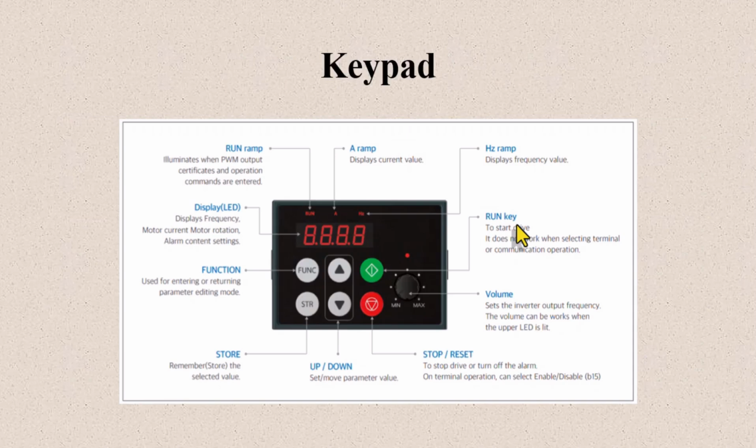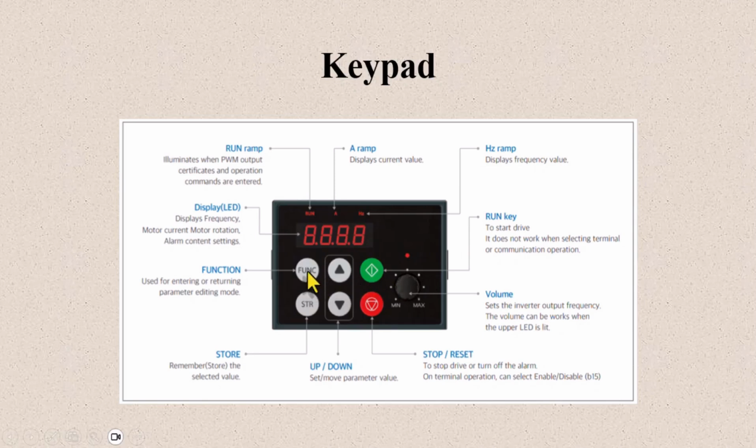Here you can see the keypad of the C1 inverter. There's a dial located on the keypad. If you want to adjust or change the inverter's frequency output, you can simply use this dial to carefully change the frequency value and set the output frequency.